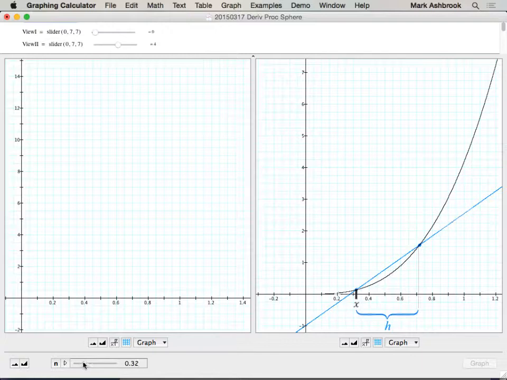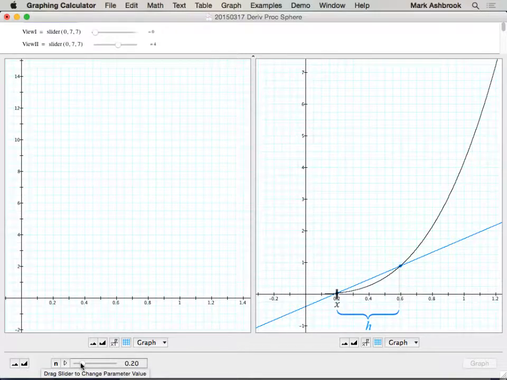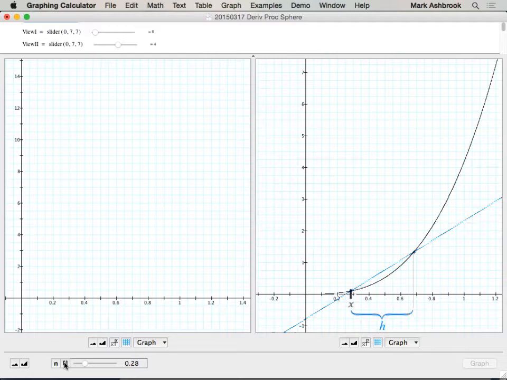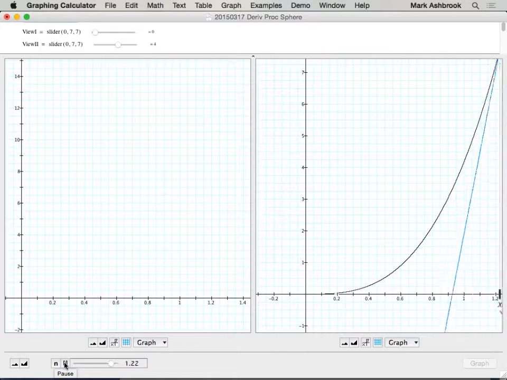So for instance, when x is 0.2, this is the constant rate that gets assigned to x of 0.2. Okay, so what I want you to do is write the function for the constant rate of change associated with that blue line.